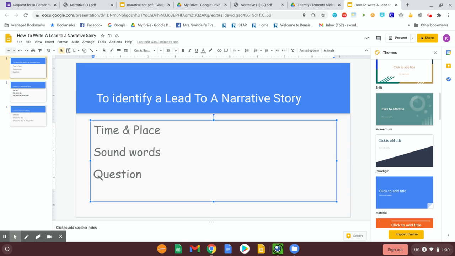It's sometimes a time and place. So it tells where your story is taking place and what time of year or day it is. It could be a sound word like chug, chug, clink, clink. And sometimes authors even write a question for a lead so that it captures the reader's attention and wants them to answer a question. But today, for our narrative story, we are going to choose a time and a place because that helps us learn about the setting of the story.